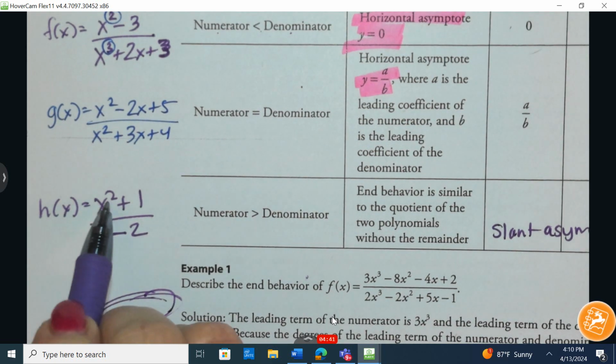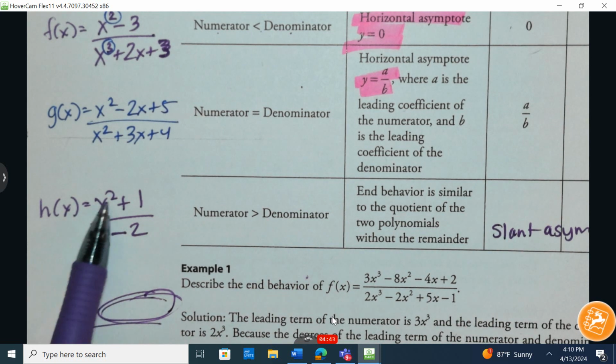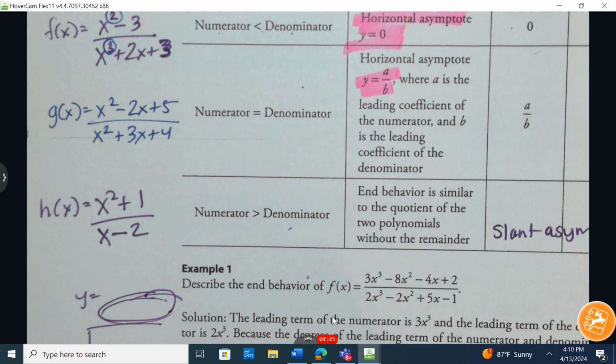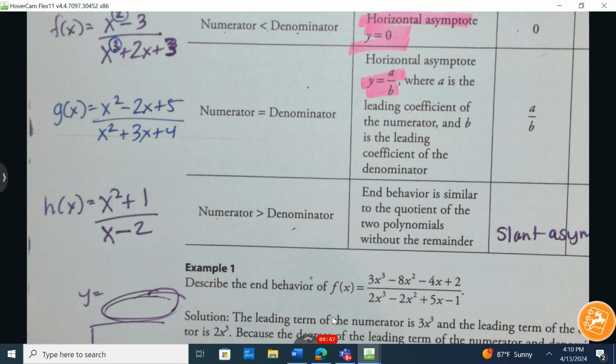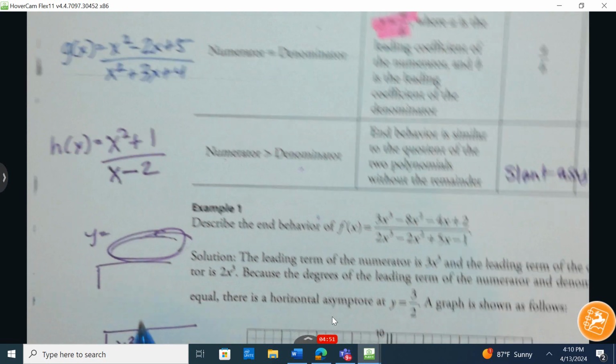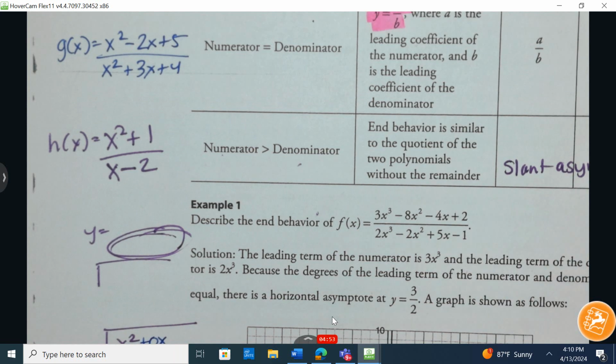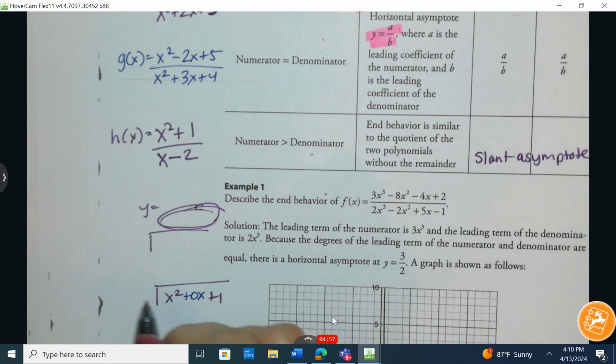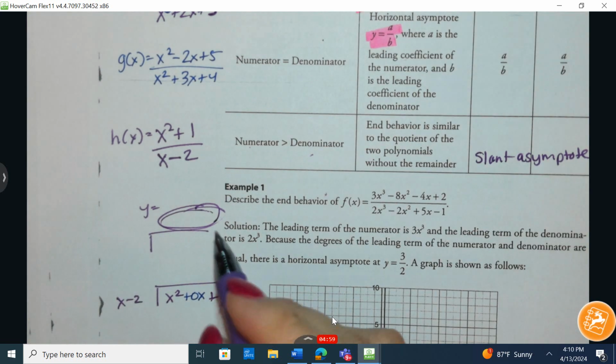So here we have a 2 on top, a 1 on the bottom, so the numerator is greater than the denominator. For that situation, I need to put the numerator in here, but notice how there's a missing term in the middle. So that needs to be plus 0x plus 1. That missing value needs to be accounted for. On the outside is x minus 2. Now I'm going to do polynomial long division here.